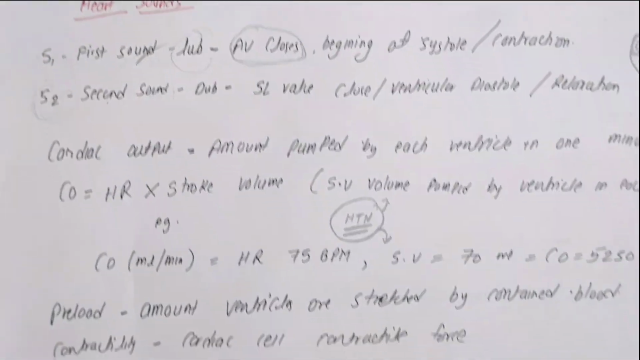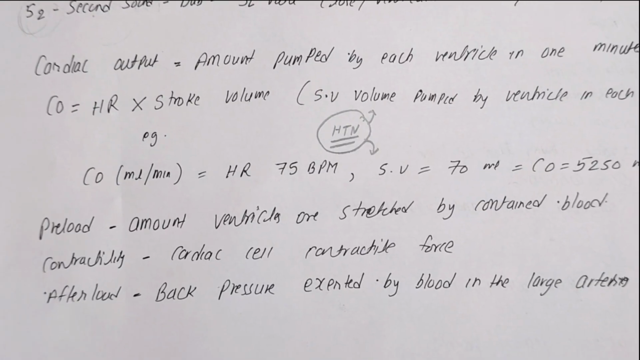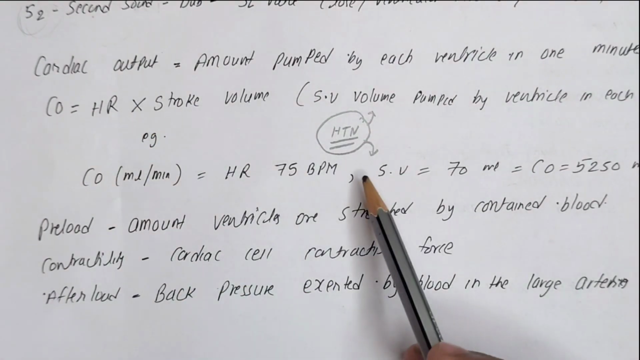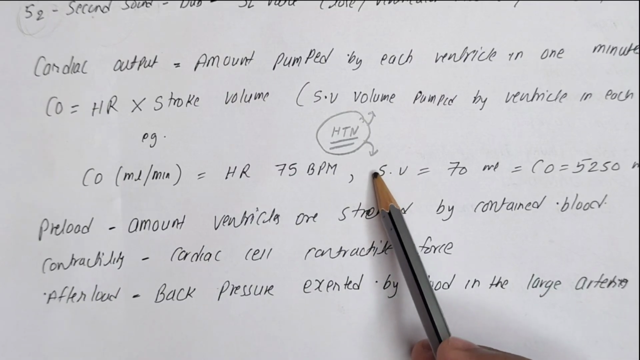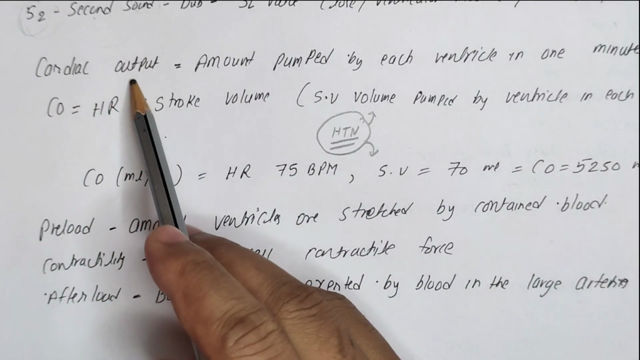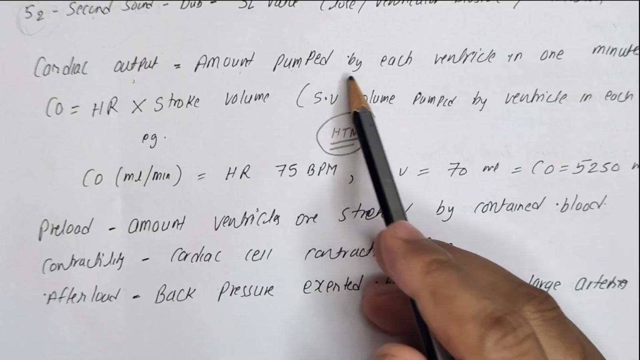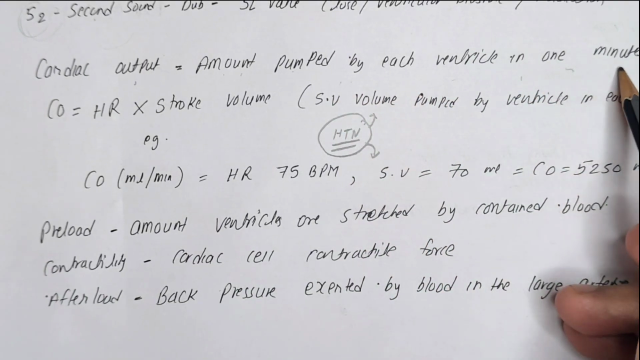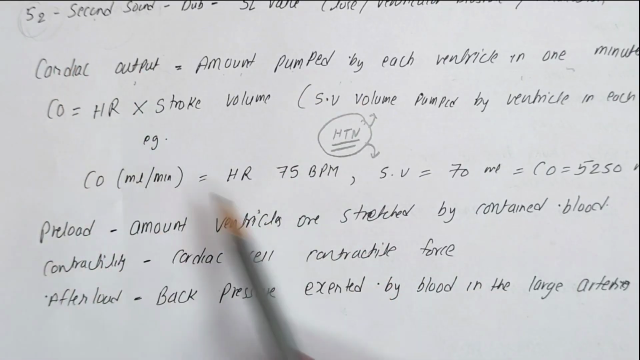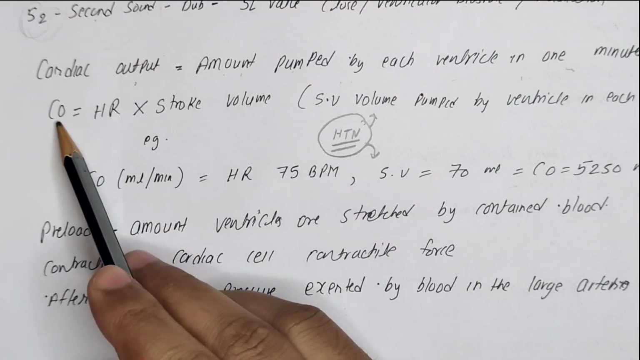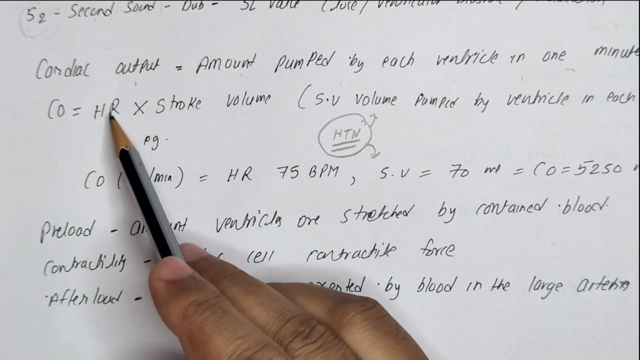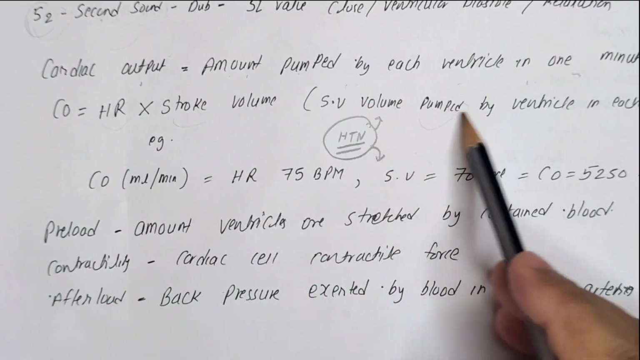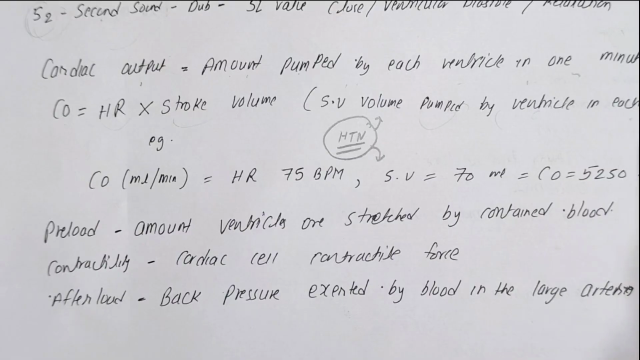Hope you understood. Then there is another concept, cardiac output. If we understand this, it will be very easy for us to understand hypertension in the next class. We will be starting with hypertension. What is cardiac output? It is the amount of blood pumped by our ventricle in 1 minute. In 1 minute, how much blood is getting pumped by our ventricle? That is called cardiac output. Now, this cardiac output can be derived as heart rate into stroke volume. Now, what is this stroke volume? Stroke volume is the volume pumped by a ventricle in each heartbeat.